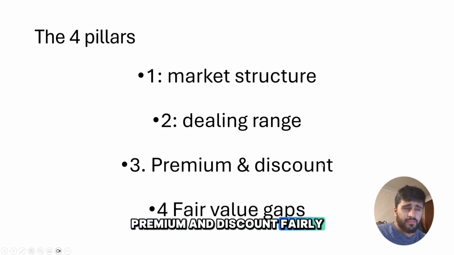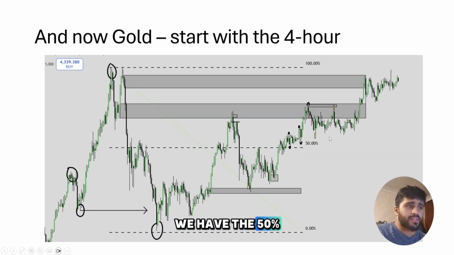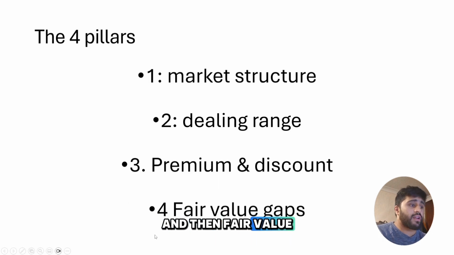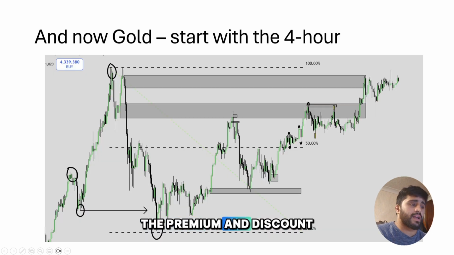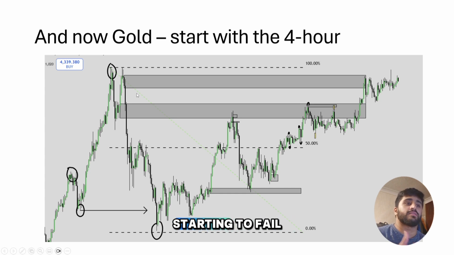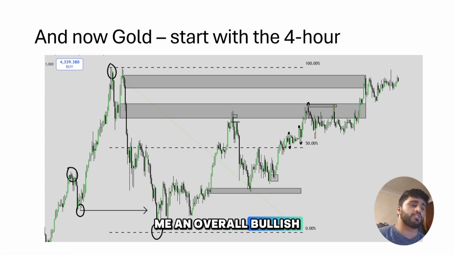Premium and discount, fairly self-explanatory. We have the 50%. Anything above is a premium, anything below is a discount. And then fair value gaps are used with the premium and discount. So all the fair value gaps here that have held were from discount. Now we're heading into premium. Now what's interesting is the premium fair value gaps are starting to fail. So that just gives me an overall bullish bias.